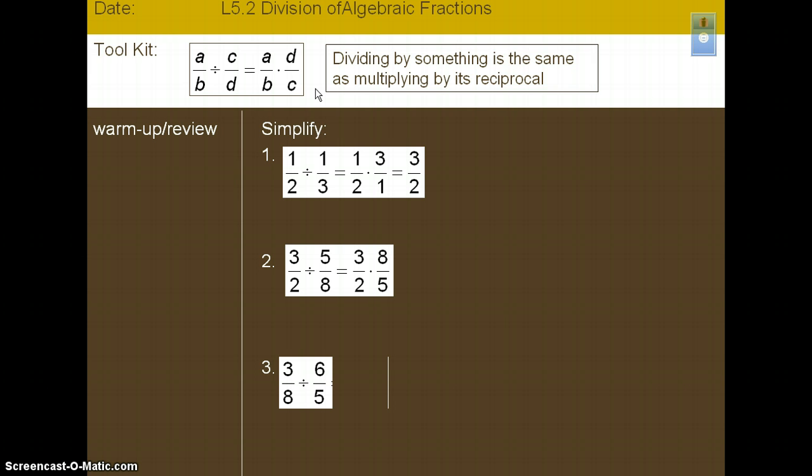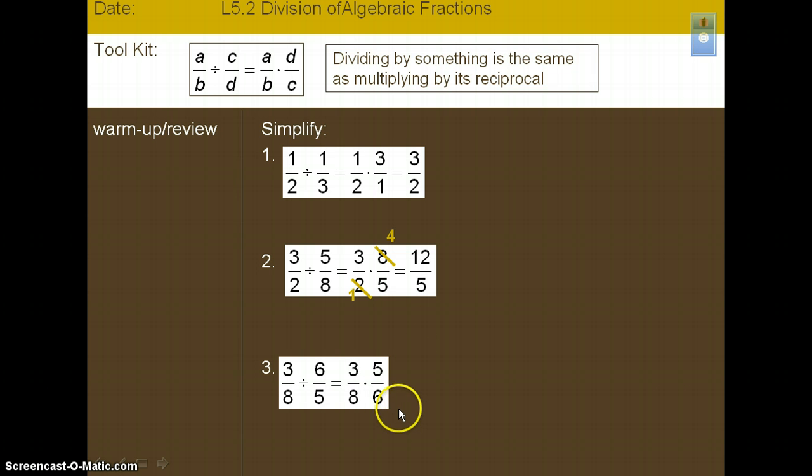Number 2, rewritten as multiplication, 3 over 2 times 8 over 5. You can see that we are multiplying by the reciprocal. Before we multiply this one out, we can actually cancel some, factor out some like factors. 2 is the same as 2 times 1, and 8 is the same as 2 times 4. So when we factor out the 2 times, we'll be left with a 1 and a 4, respectively. So 3 times 4 gives us 12, and 1 times 5 gives us 5. This is 12/5.